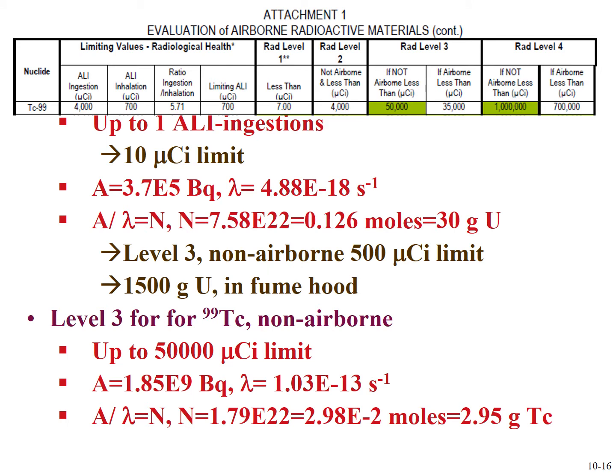We run our calculation. We convert that to becquerel. We use the decay constant for technetium-99. We get 1.8 times 10 to the 22 atoms, so many moles, and it actually works out to be about 3 grams of technetium. So we can work with up to 3 grams of technetium in non-airborne condition in our hoods.